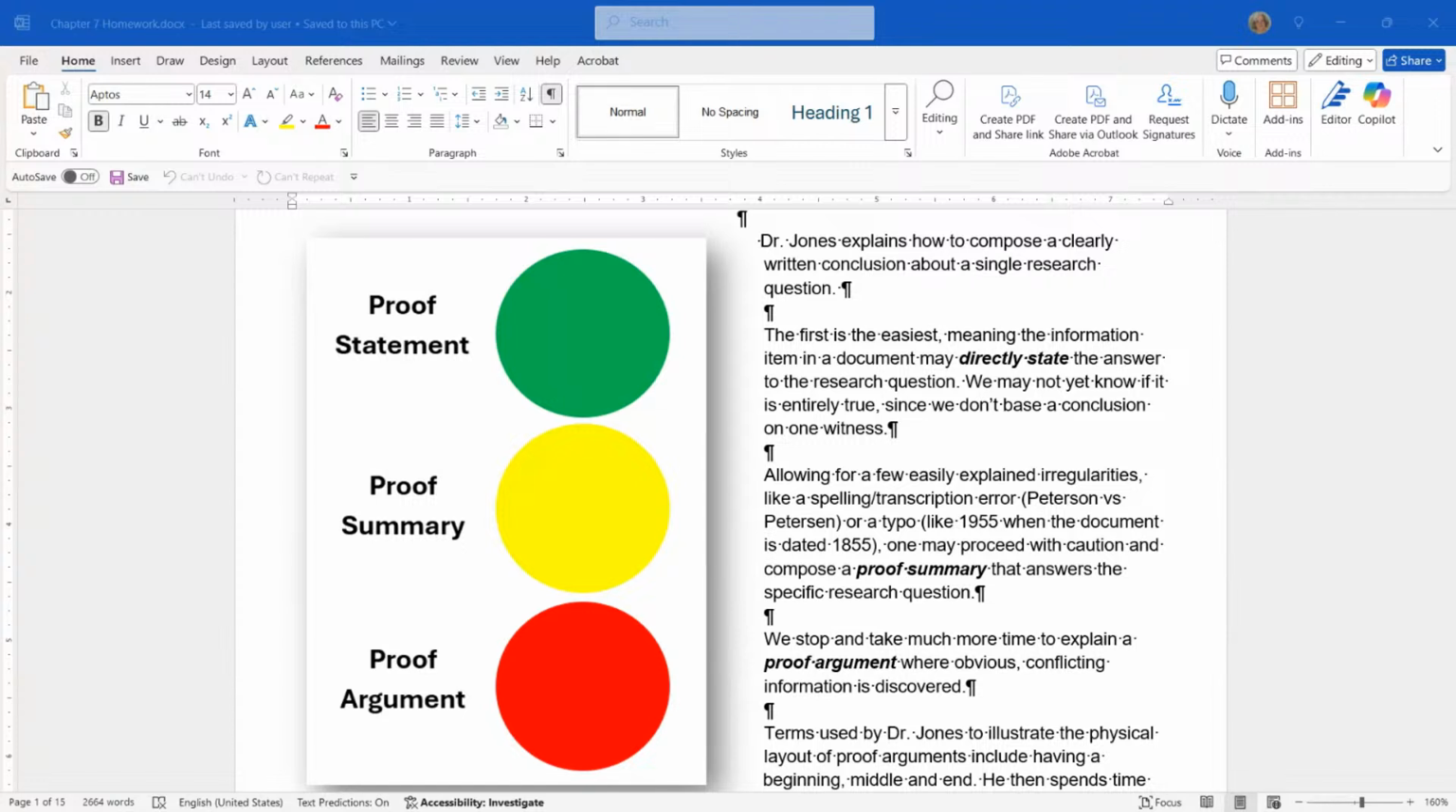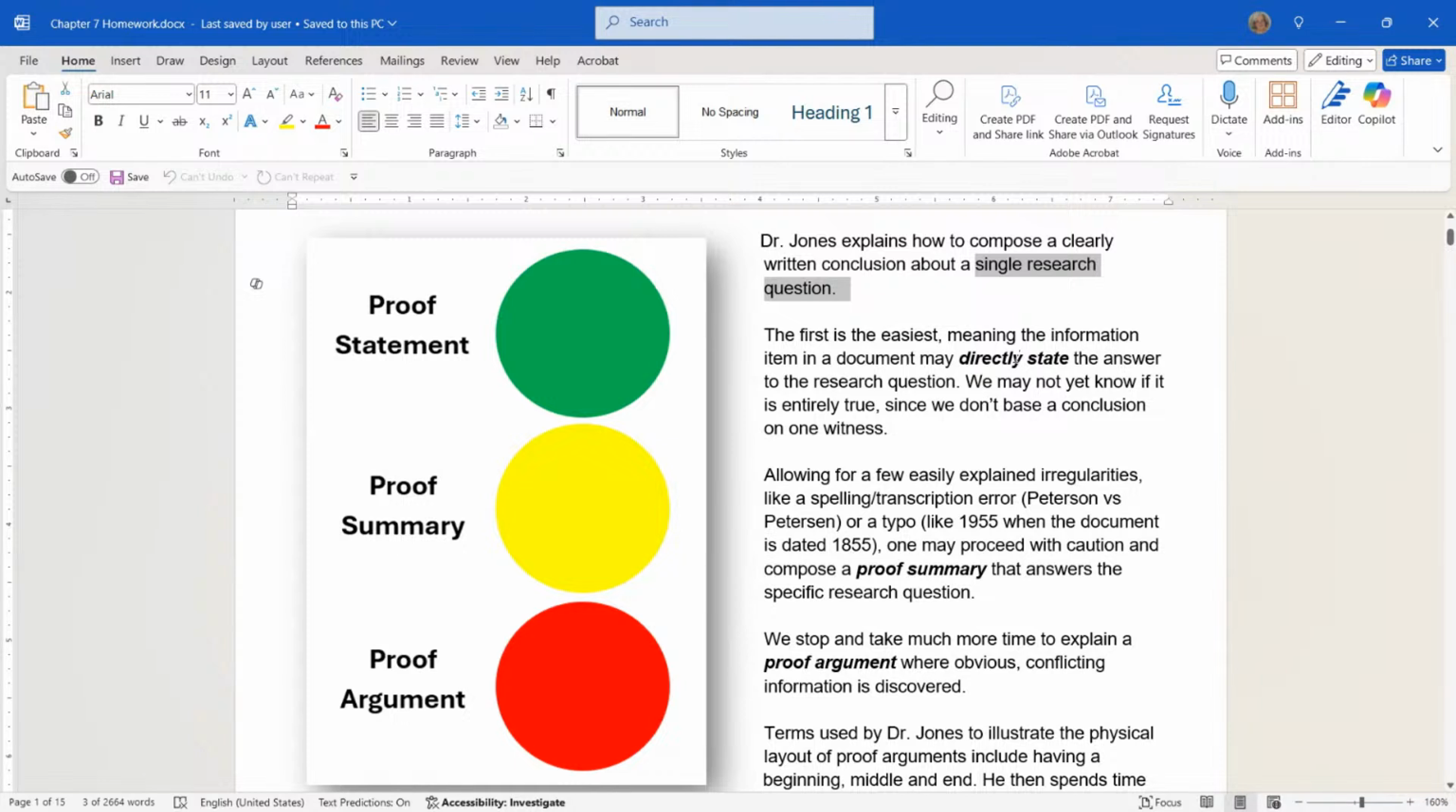Chapter 7 is talking about creating either a proof statement, a proof summary, or a proof argument. A proof statement's pretty cut and dry. Proof summary means you have a couple of things that you're correlating, and a proof argument means there was conflicting evidence. You might have had to use inference to arrive at a conclusion. But the most important thing I can tell you is that we are talking about a single research question.